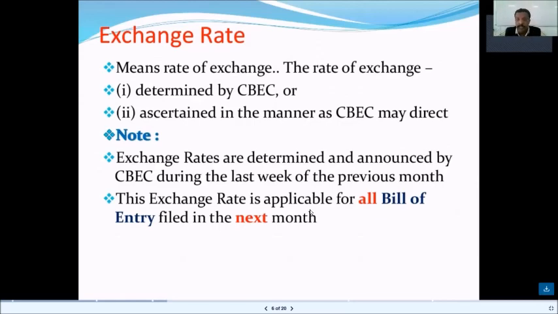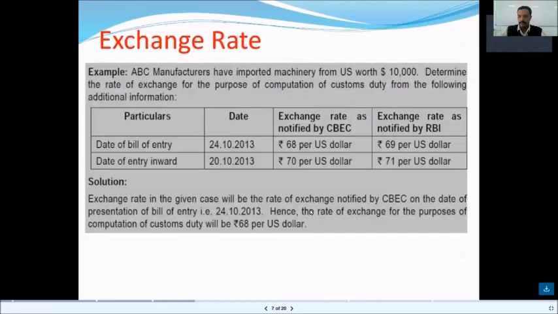Even though on a daily basis there is a change of exchange rate, the rate of exchange determined by the CBEC, Central Board of Excise and Customs, is ascertained in a manner as the CBEC may direct. Note: exchange rates are determined and announced by CBEC during the last week of the previous month. This exchange rate is applicable for all bills of entry filed in the next month. So in the last week, they fix a price. Let us look at an example to understand it better, how the CBEC decides a single rate for one full month.